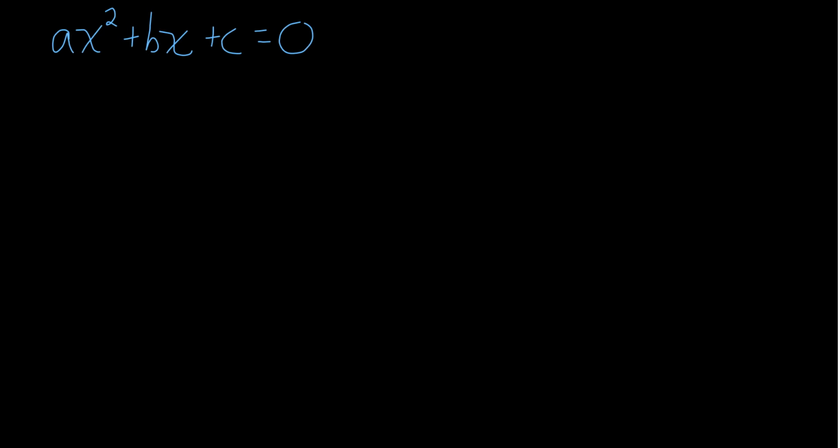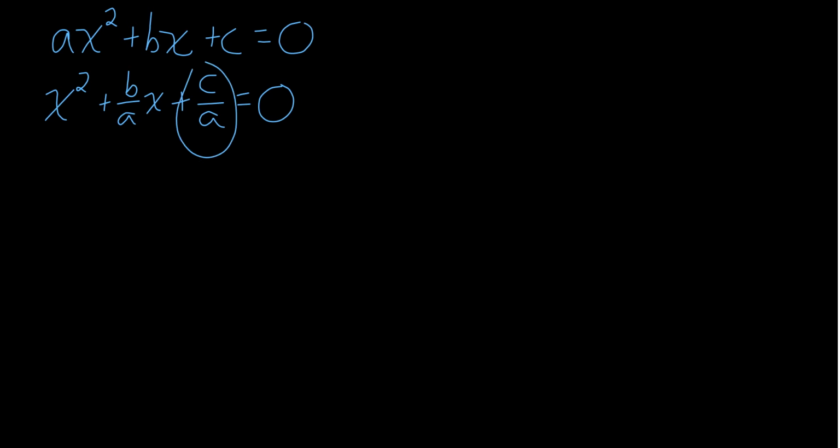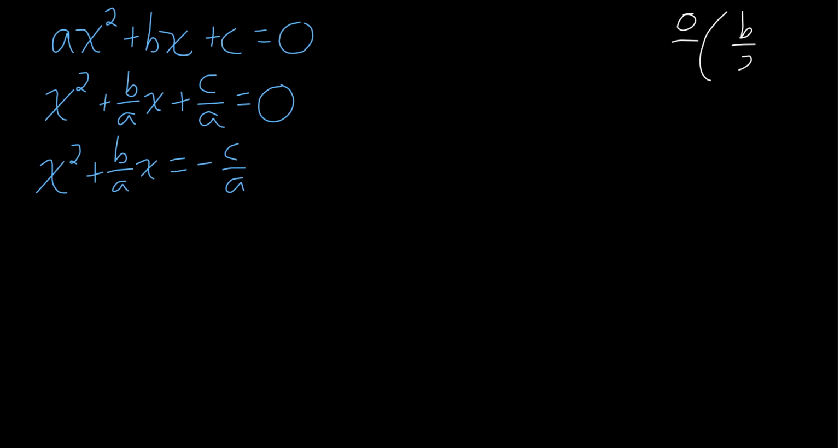So if I divide the entire problem by a, I get x squared plus b over a x plus c over a is equal to 0. I need to get all the constants on one side, so the only constant here is c over a. So this becomes x squared plus b over a x is equal to negative c over a. Then we're going to do our algorithm over here. B halves quantity squared.